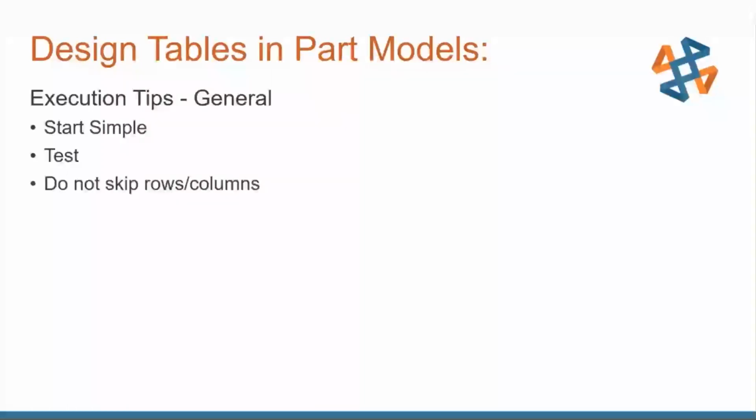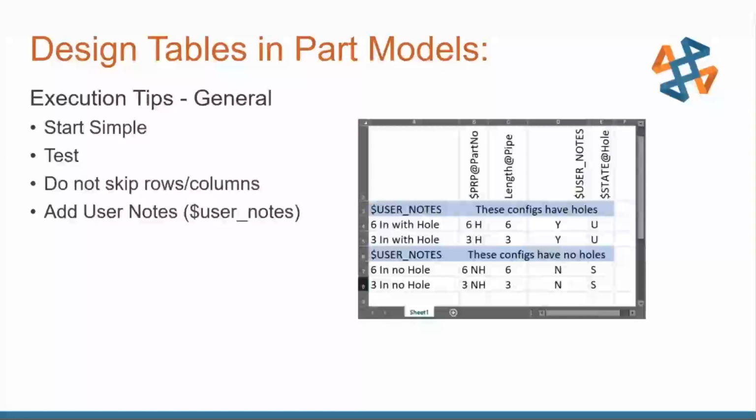You cannot skip rows and columns. If you do, SOLIDWORKS completely ignores anything below a skipped cell or to the right of a skipped cell. But that doesn't mean you can't add information as notes, because you can put in user notes. So $user_notes. I'm kind of highlighting some of the most common or maybe needed parameters here.